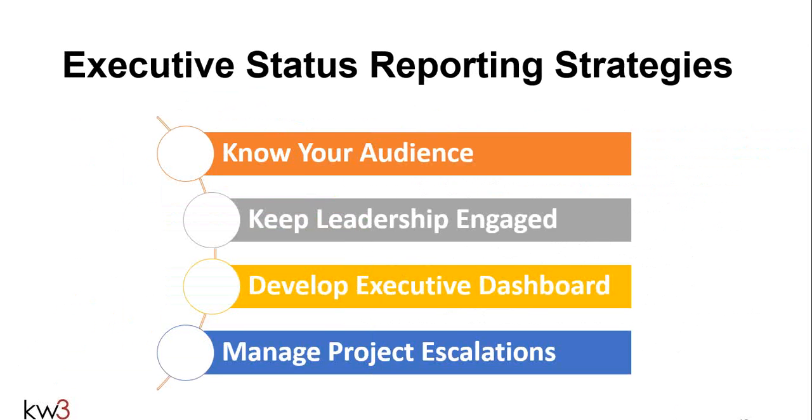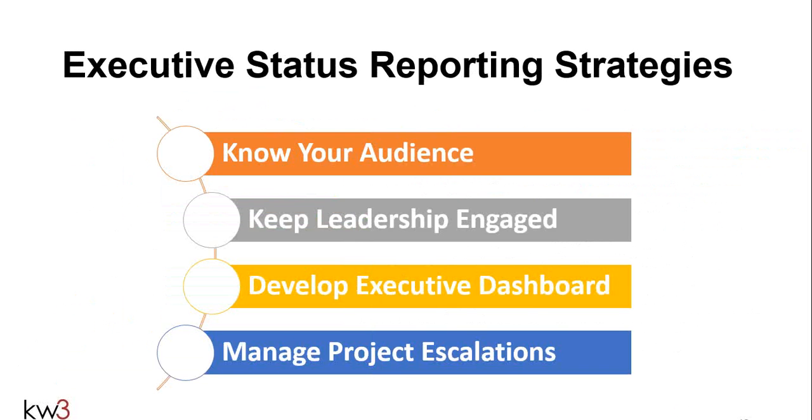All right, so the 4 strategies. For all of us to get more effective at executive level status reporting, there are 4 key strategies. One is you have to know your audience. You have to know who you're dealing with. You have to know the executives. You have to know their communication style, their characteristics, and how best they receive information in order for you to be truly effective. Two, you've got to keep leadership engaged.